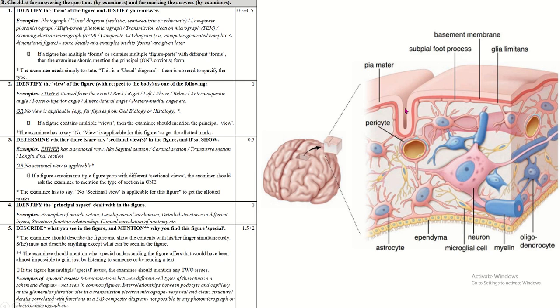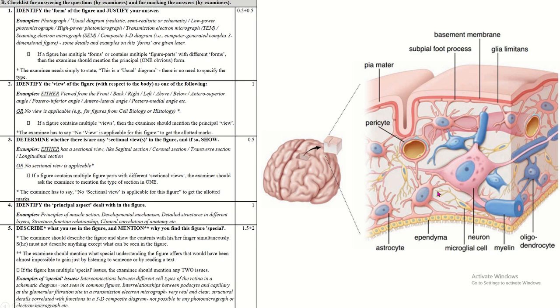In summary, you have to identify the form of the figure. This is a usual figure because it is drawn by hand or by computer software. This is the justification of your answer. In this figure, a view is applicable, the anterolateral view, and in this figure, a view is not applicable. You have to mention this in front of the examiner. The view is not applicable for this figure, and for this figure, there is no sectional view applicable. You have to say this to get the marks.